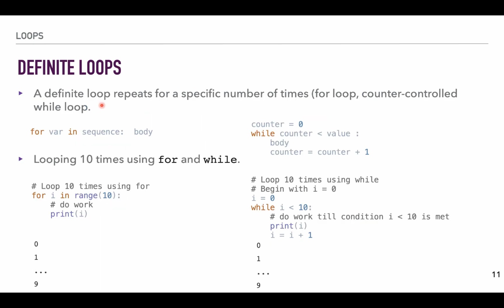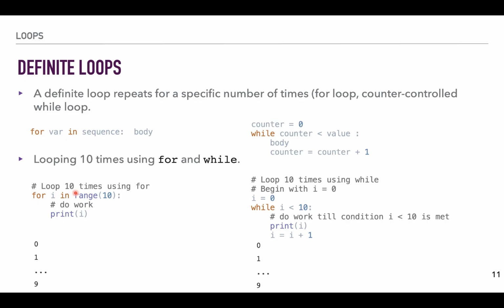Now we move to loops. A definite loop is a loop that executes for a specific number of times. For loops and counter-controlled while loops are the most common definite loop structures.